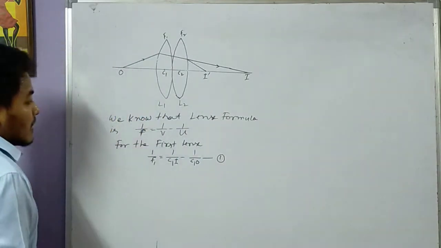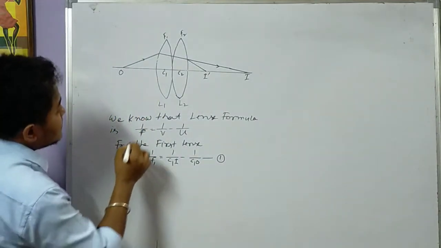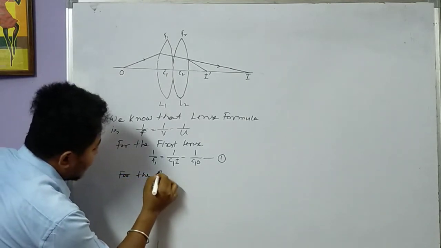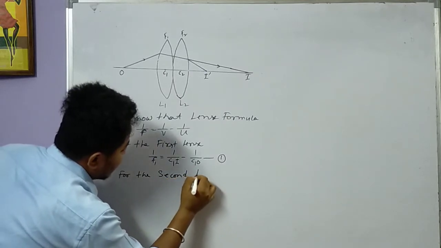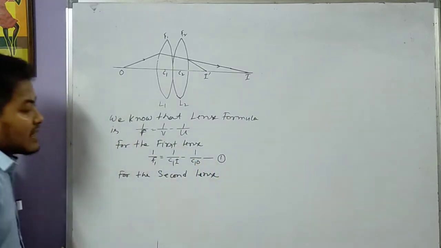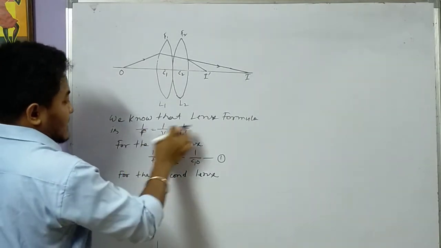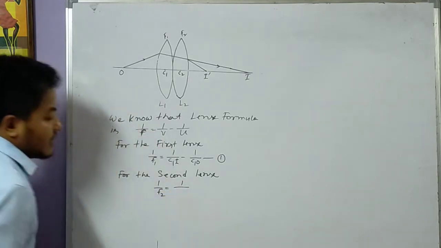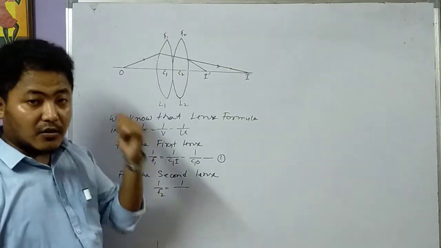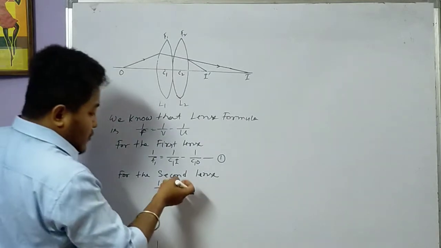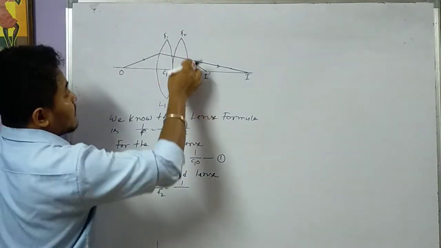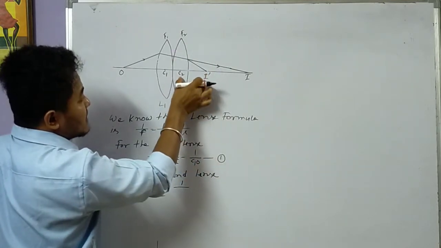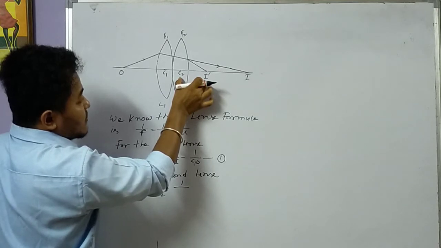Now, for the second lens, what will be the outcome? Again the same formula: 1 by f2 is equal to 1 by v minus 1 by u. Let's be very careful when writing all these things and putting in the values. What is 1 by v for the second lens? For the second lens, this is L2, the image distance will be C2I dash. Am I clear? Image distance will be C2I dash.